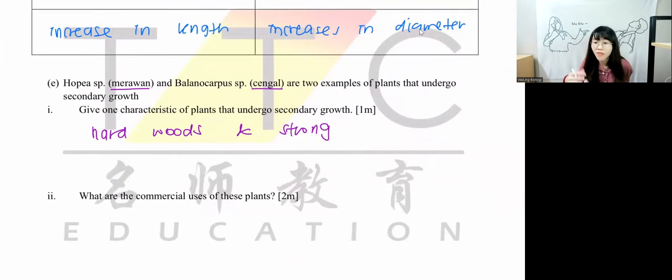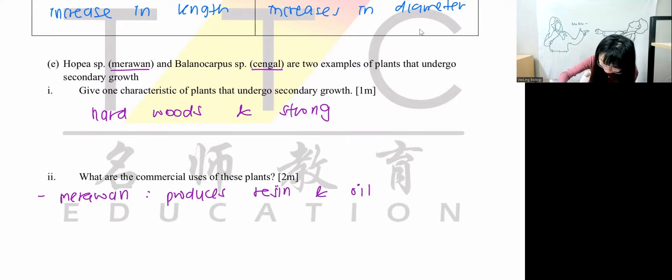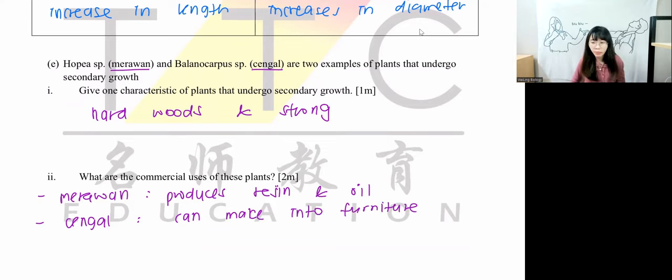You can say, make it into furniture, make it into building beams, make it into a door, a fence, also can. Two marks, you're going to write two. Or you can also write make it into resin and oil as well, or whichever you prefer. So you can say Marawan produces resin and oil. And then we have Chenggal, can make into furniture.